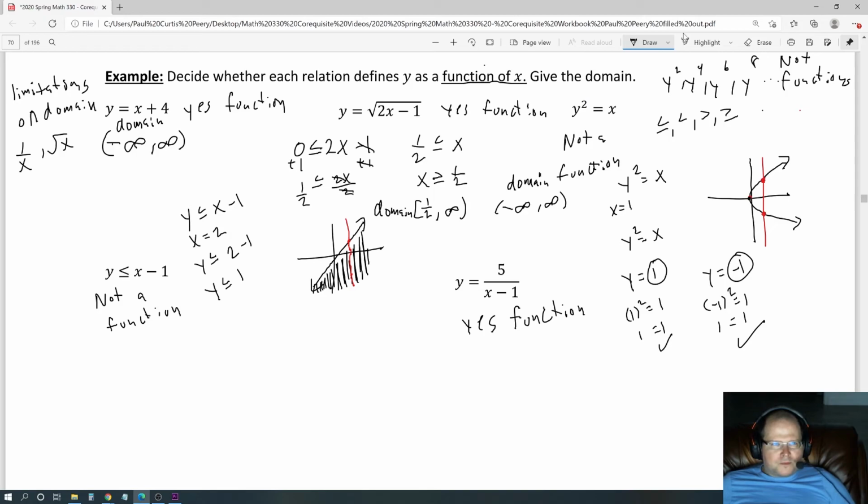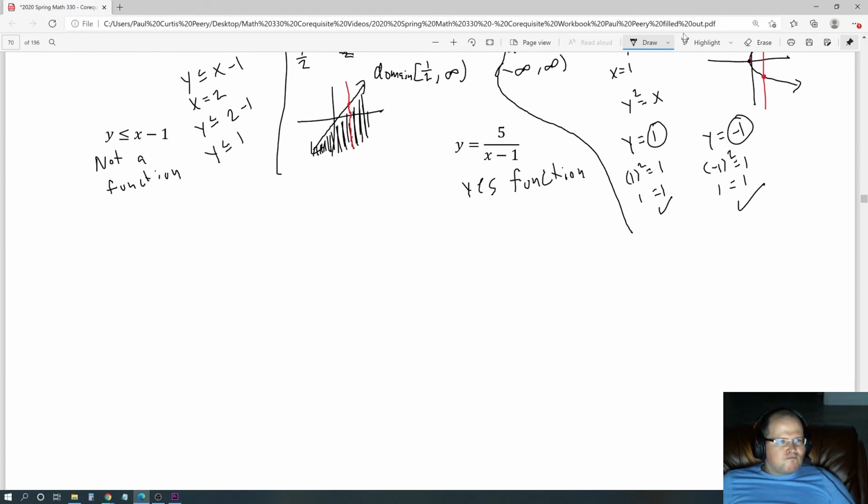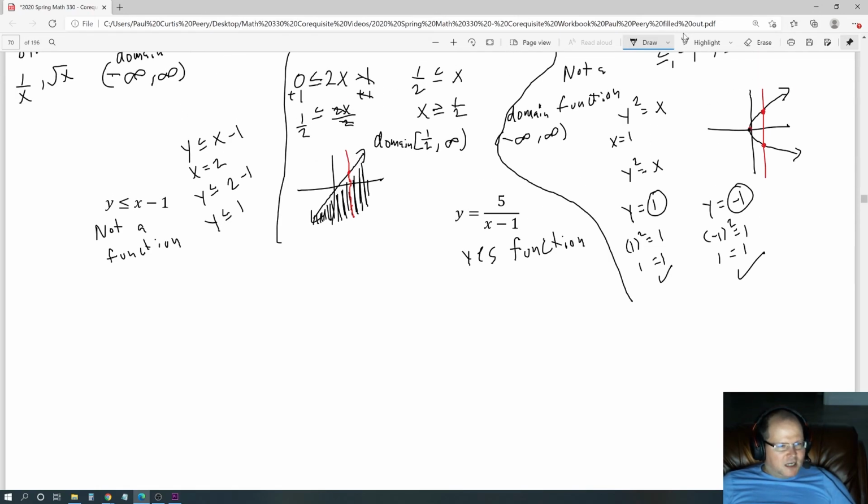Let me separate these out a little bit. I realize this is getting kind of complicated looking. There we go. Try the next one. Y is less than or equal to x minus 1. It says it's not a function, which is correct, but does it have a limitation on the domain? Do you see any variables in the denominator? No. Do you see any variables underneath an even radical sign, like square root, fourth root, sixth root, eighth root? No. So there's no limitation on the domain, which means the domain is negative infinity to infinity.